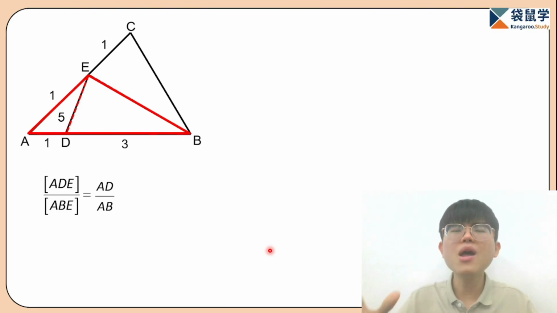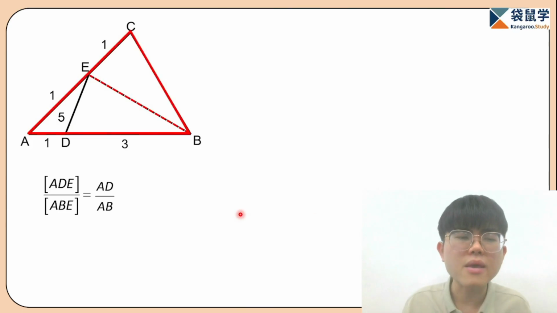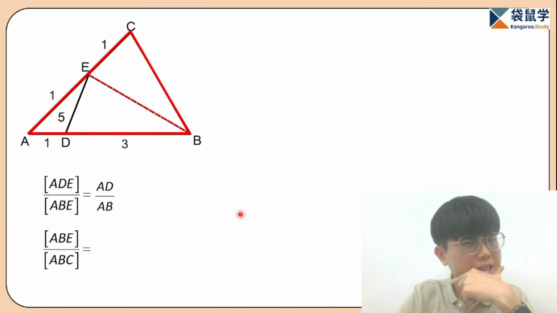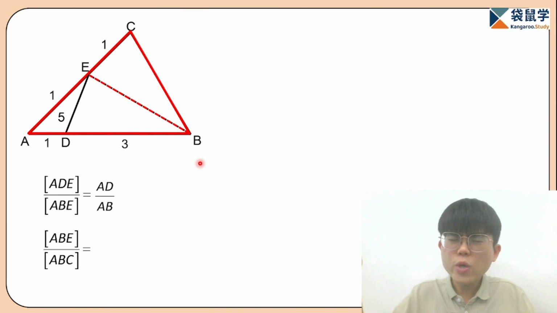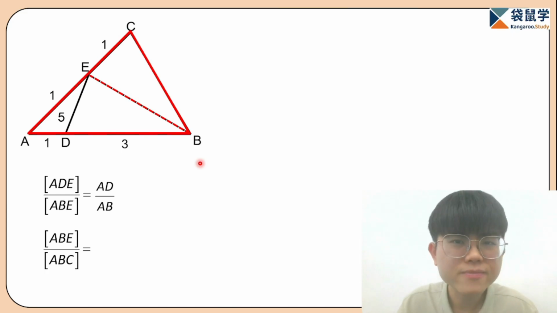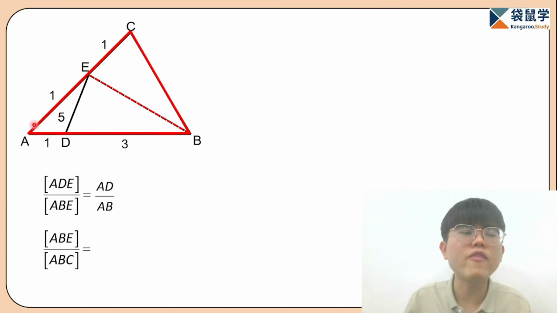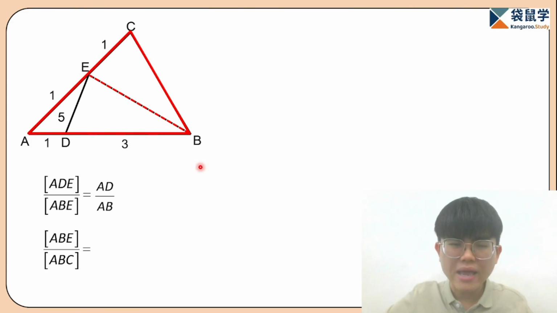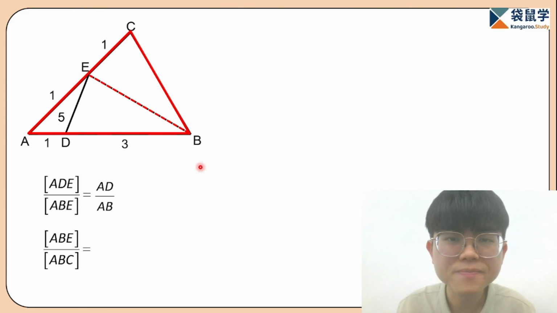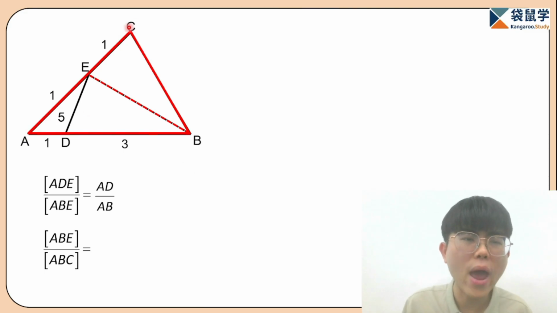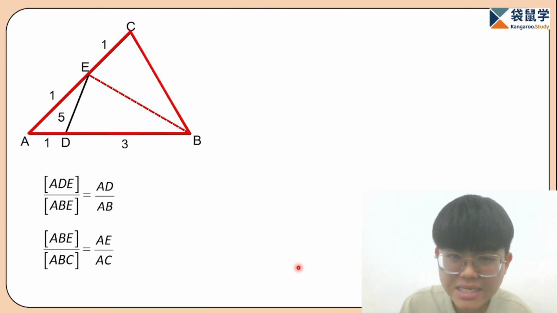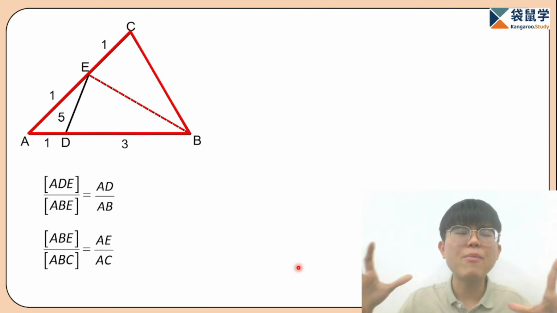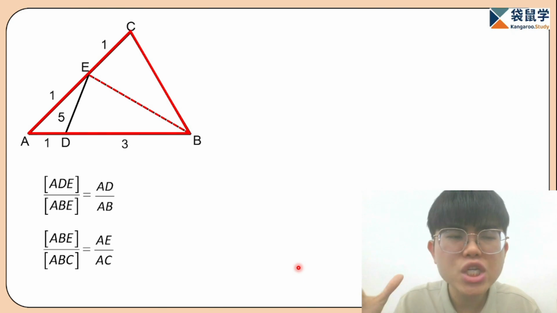Now the next thing, how about we find out the ratio of ABE with the whole big triangle ABC? Again, everyone, when we compare these two triangles, for example ABE, which length does it depend on? Oh, it depends on the ratio of AE. How about the whole big ABC? Which side does it depend on? Oh, it will depend on the whole AC. So it will be the ratio of AE over AC.